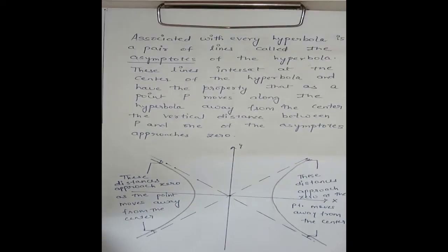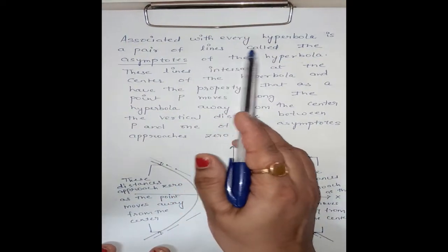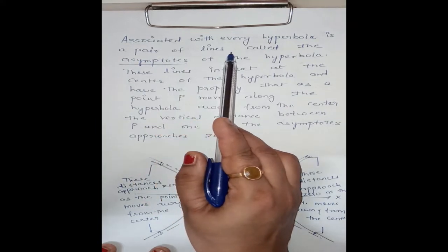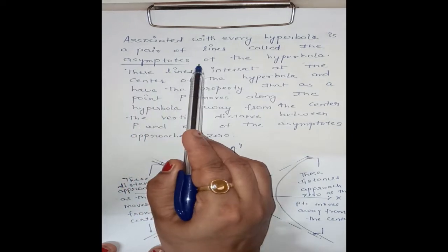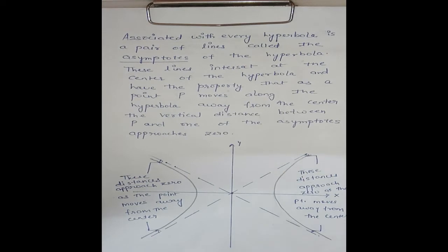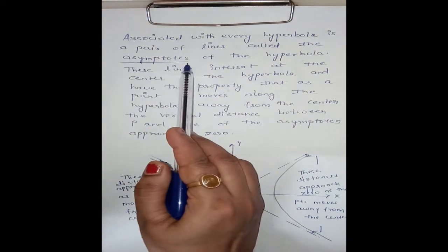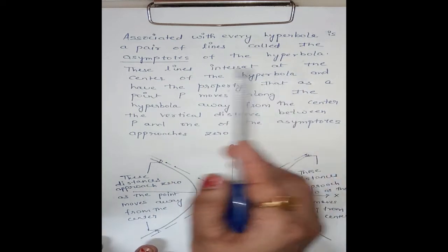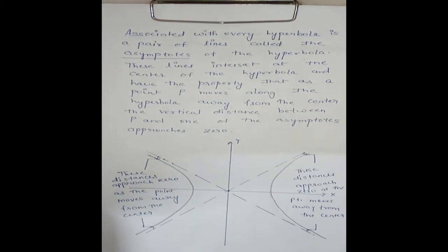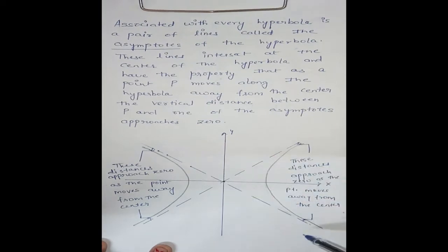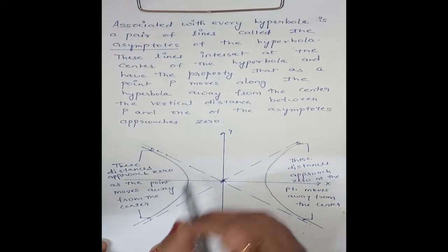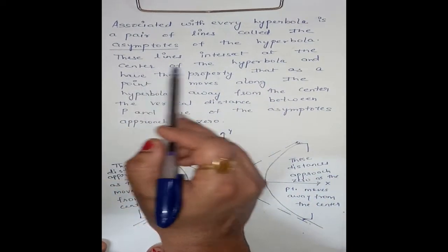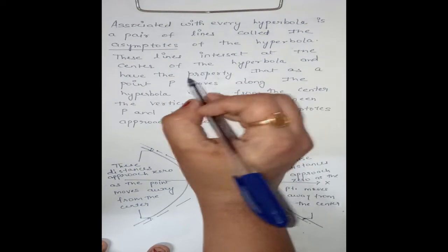Now, associated with every hyperbola is a pair of lines called the asymptotes of the hyperbola. The concept of asymptotes we have already discussed in my earlier lectures. These lines intersect at the center of the hyperbola. These two lines are the asymptotes of the hyperbola and they intersect at the center of the hyperbola, and have the following property.